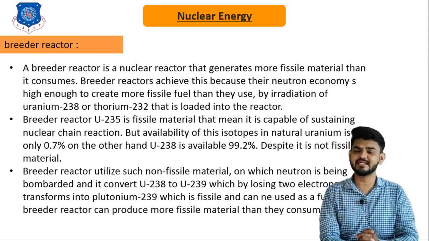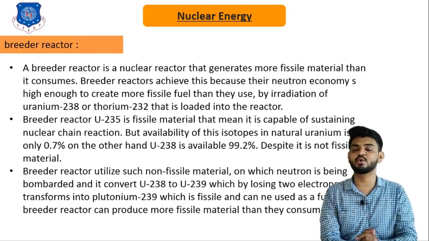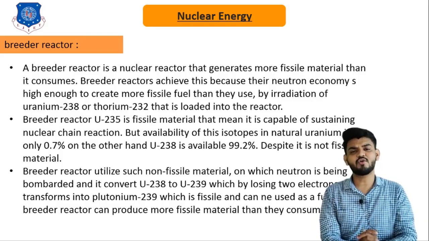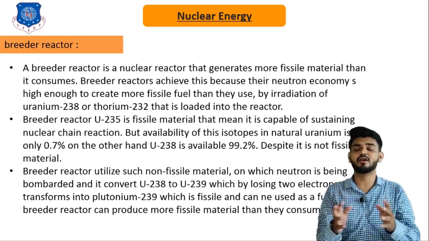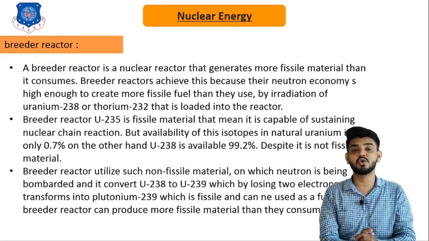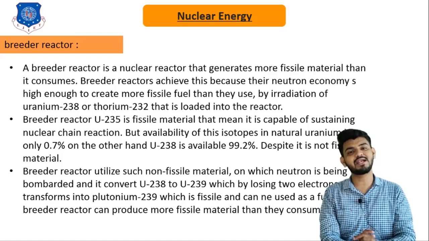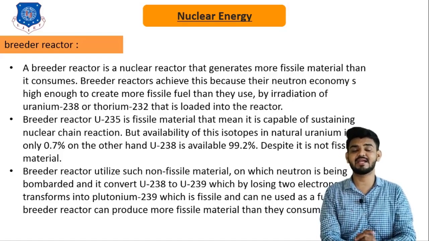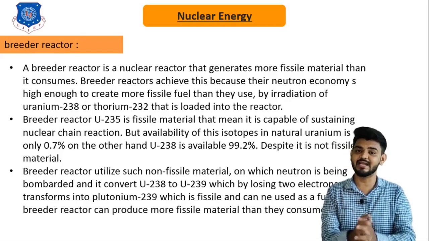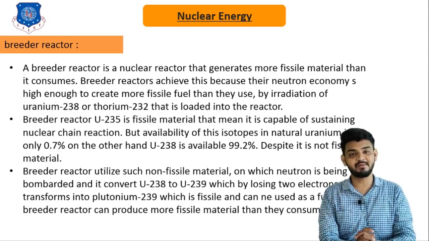In the breeder reactor, uranium-235 is fissile material. That means it is capable of sustaining a nuclear chain reaction. So what does fissile mean? It means any fuel or material that is capable of generating a continuous nuclear reaction and producing a chain of such reactions, so that heat energy is generated and can be converted into electrical energy. So uranium-235 is the fissile material.